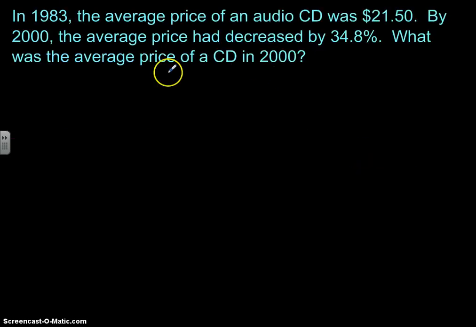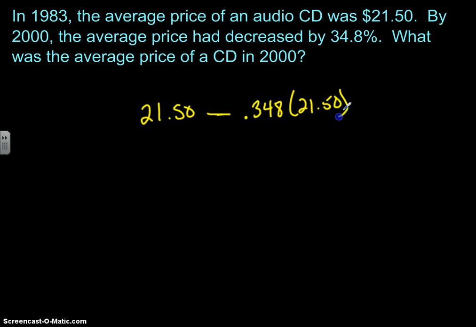Okay, next. The average price of an audio CD was $21.50 in '83. By 2000, the average price had decreased 34.8%. What was the average price of a CD in 2000? Well, it decreased by 34.8%. So we've got to find 34.8% of $21.50, then subtract it from that. So it's going to be $21.50, the original amount. It's a decrease, so we're subtracting. What kind of decrease? Well, it was 34.8%, so it's 0.348. We're multiplying that by $21.50. Okay, so 21.5 times 0.348.